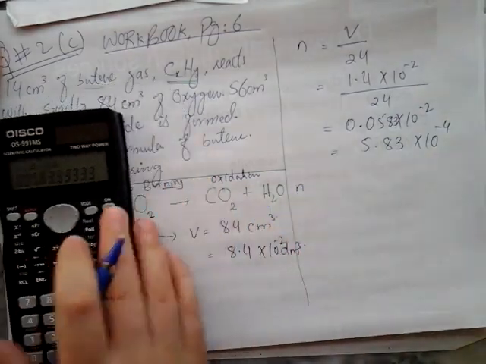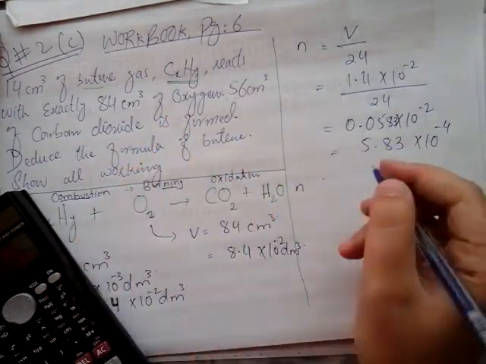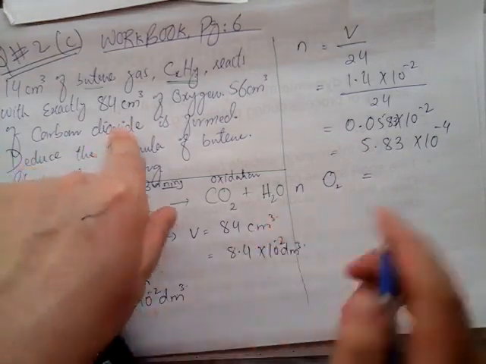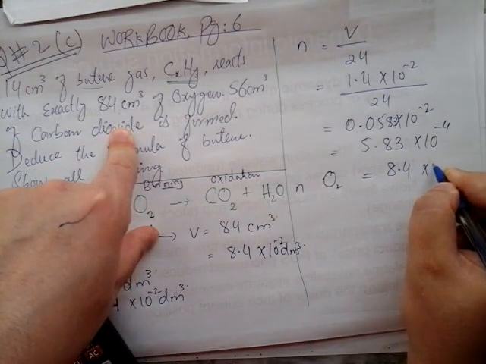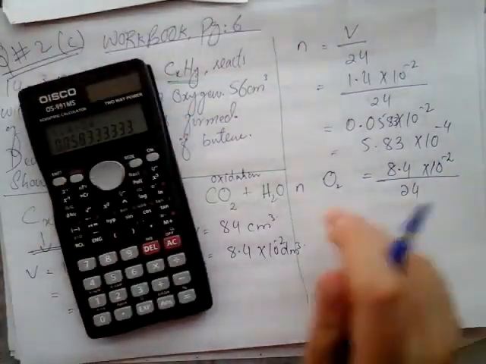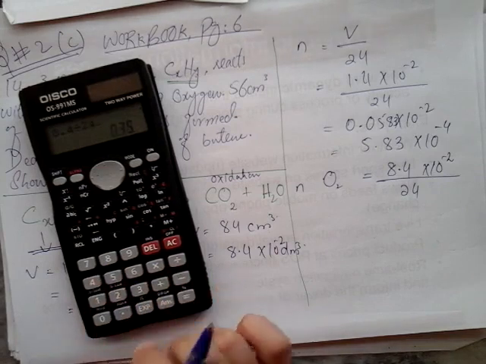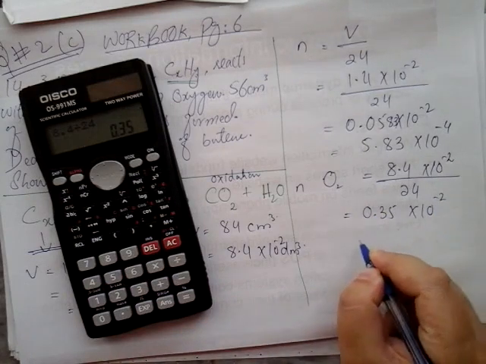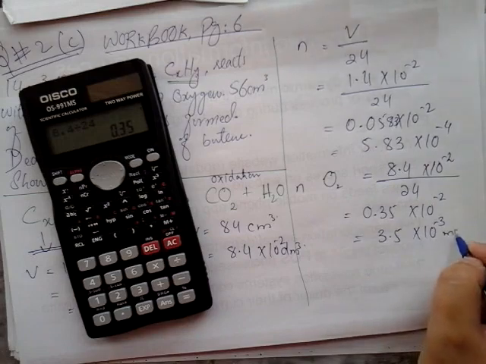And moles of oxygen gas. Okay, moles of oxygen gas is 84, so 8.4 into 10 raised to power minus 2 divided by 24. So 8.4 divided by 24 is 0.35 into 10 raised to power minus 2. I can also write this as 3.5 into 10 raised to power minus 3 moles.